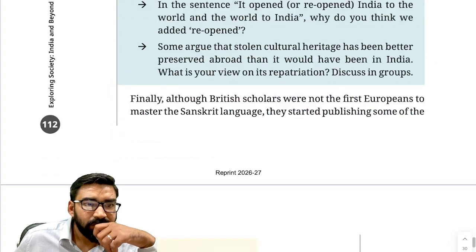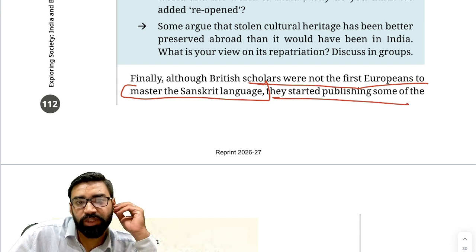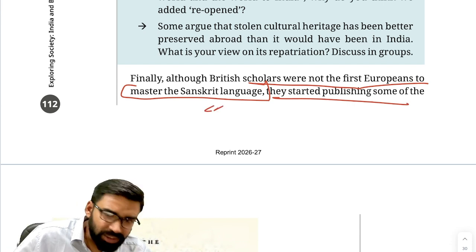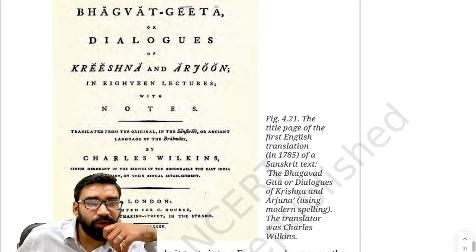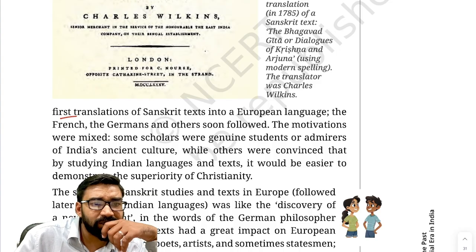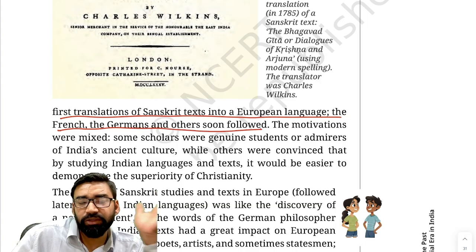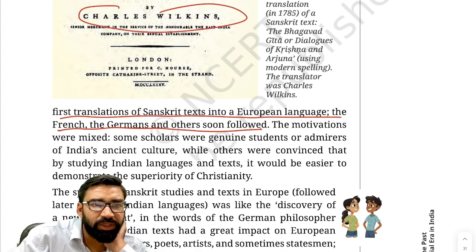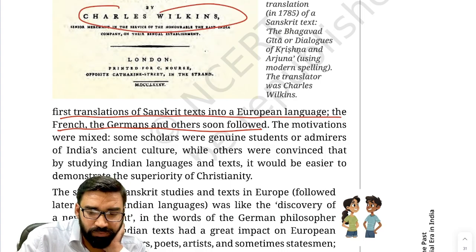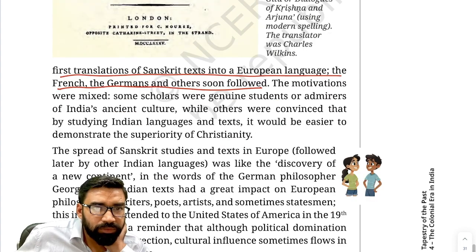Okay. Now, although British scholars were not the first Europeans to master the Sanskrit language, various Islamic rulers also mastered the Sanskrit language. But the British started publishing important things like translations of Sanskrit text into European languages, like French, German, and others. They also started translating Indian scriptures, like Charles Wilkins translated the Bhagavad Gita. Clear? Translated what? Bhagavad Gita.